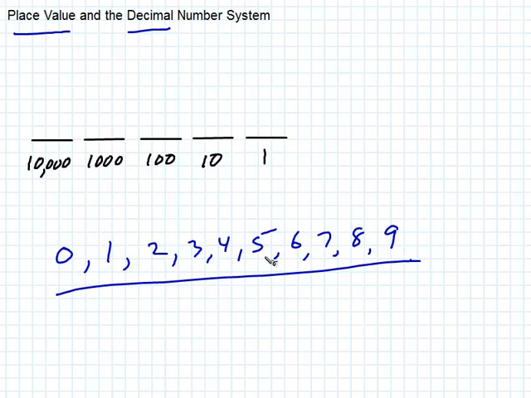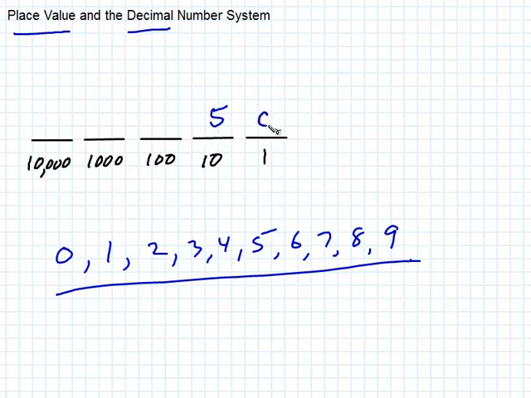Well, you can construct bigger numbers by moving these digits over to the left, and the further you move it to the left, the bigger the number they represent. So for instance, if I put a 5 right here, that represents 5. But let's just pick this up and move it over here. If I put a 5 there, it represents 5 tens, or in other words, 50.